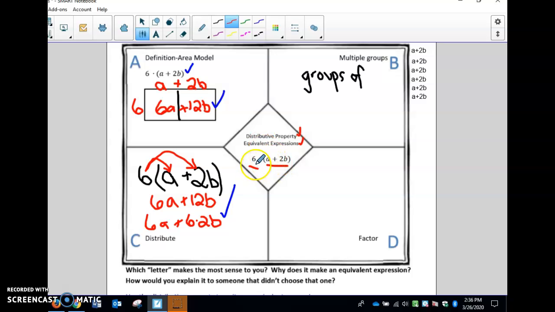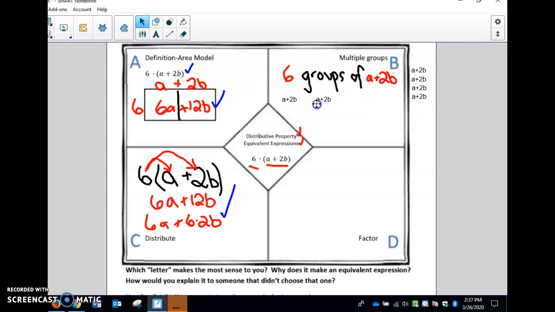Similar to what I did in the last example, I want 6 groups of a plus 2b. Remember, multiplication means an equal amount of groups. So I really want 6 groups of a plus 2b. And I can think of that like with the area model or the distributive model like we did in box A or box C. But I'm going to think of this multiplication as repeated addition. Just like you did in the last example, if I think of that as my group of a plus 2b, and I need 6 of them, then what I'm really creating is a really, really long expression of 6 of these that are all being added together.